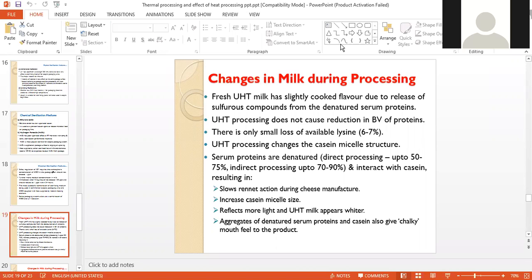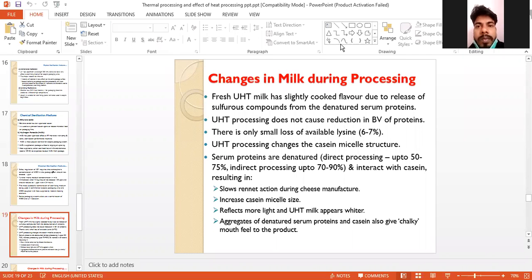Here we can observe that only 6 to 7% of lysine, which is an essential amino acid, is lost due to UST processing of the milk. And we can also observe that there are slight changes in the casein micelle structure and serum protein, where we have lactoalbumin and lactoglobulin.